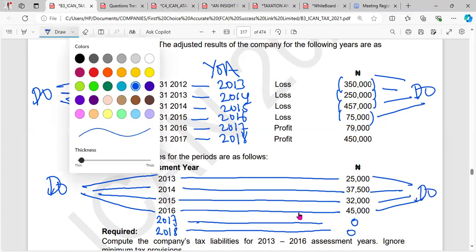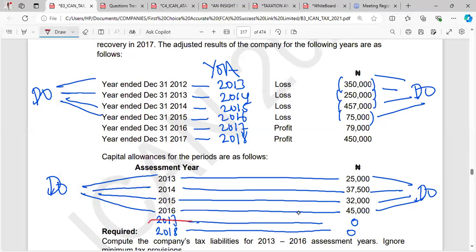Then the ones you are not doing, you are ignoring. You ignore what we did here. You ignore this. You ignore this. You ignore this. So that's what you are going to do.